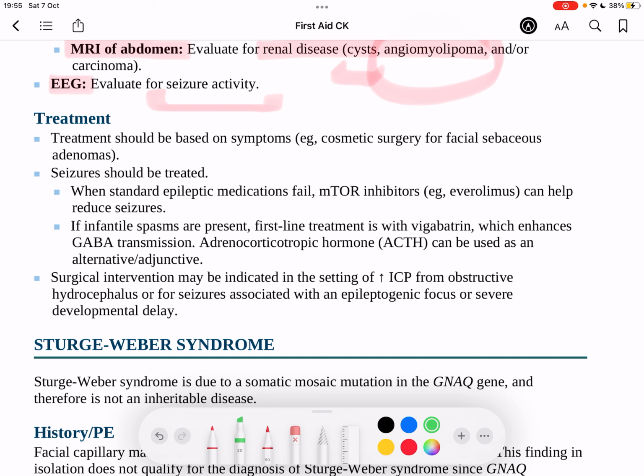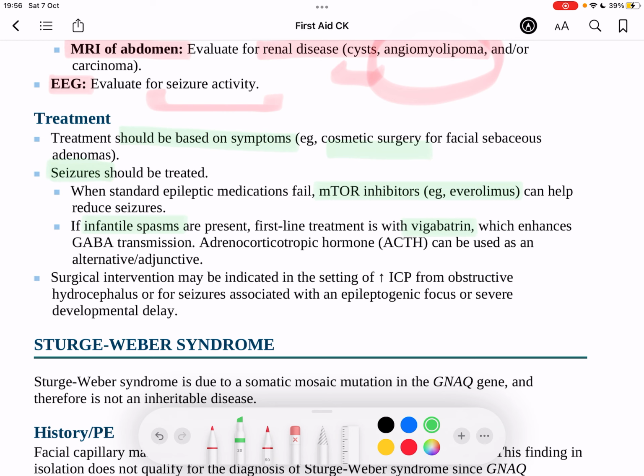So treatment, again, there's no cure, so we're going to be treating based on symptomatology, okay? One example could be cosmetic surgery for the angiomas on the face. Seizures are a really important part of management. So standard epileptic medications would be given first, but if they fail, we can give things like everolimus, the mTOR inhibitors. If somebody does have infantile spasms, then we should be giving things like vigabatrin, which can enhance GABA transmission. Okay, ACTH can also be used as an alternative.